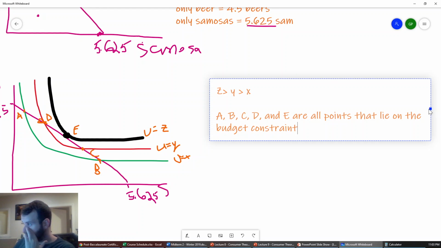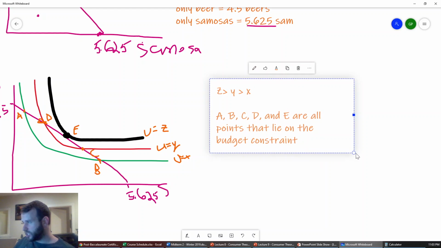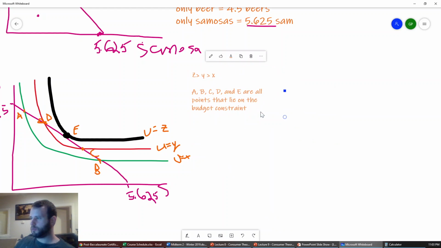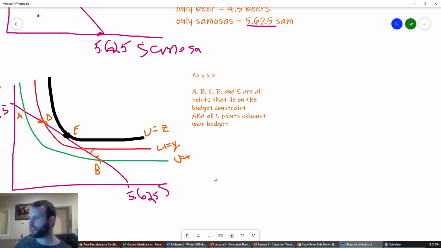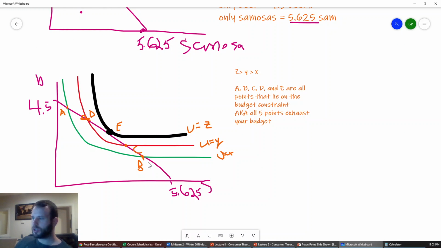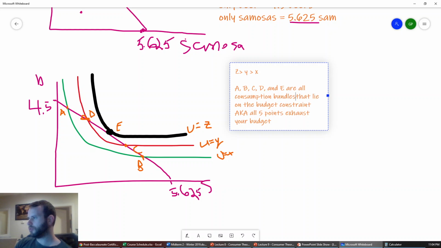What does that mean? Well, I'll tell you what that means. AKA, all 5 points exhaust your budget. Okay, so if you have 180 grams of carbs, you could get that by consuming A, consuming B, consuming bundle C, D, and E. I want to actually specify, I'm going to say consumption bundles that lie on the budget constraint. All 5 points exhaust your budget, right?